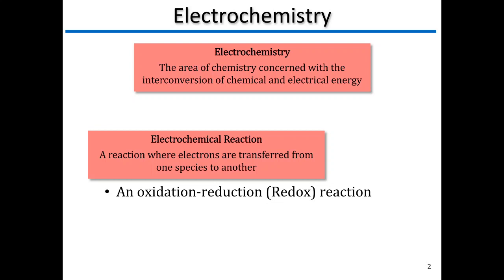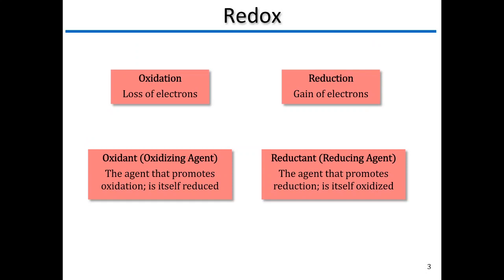So what is an electrochemical reaction? This is a reaction where electrons are transferred from one species to another. Okay, so in an electrochemical reaction, we have to have electrons transferring back and forth. These are known as oxidation-reduction reactions, and for short, we call them redox reactions. So what is oxidation? What is reduction? First of all, oxidation is going to be the loss of electrons. Reduction will be the gain of electrons.